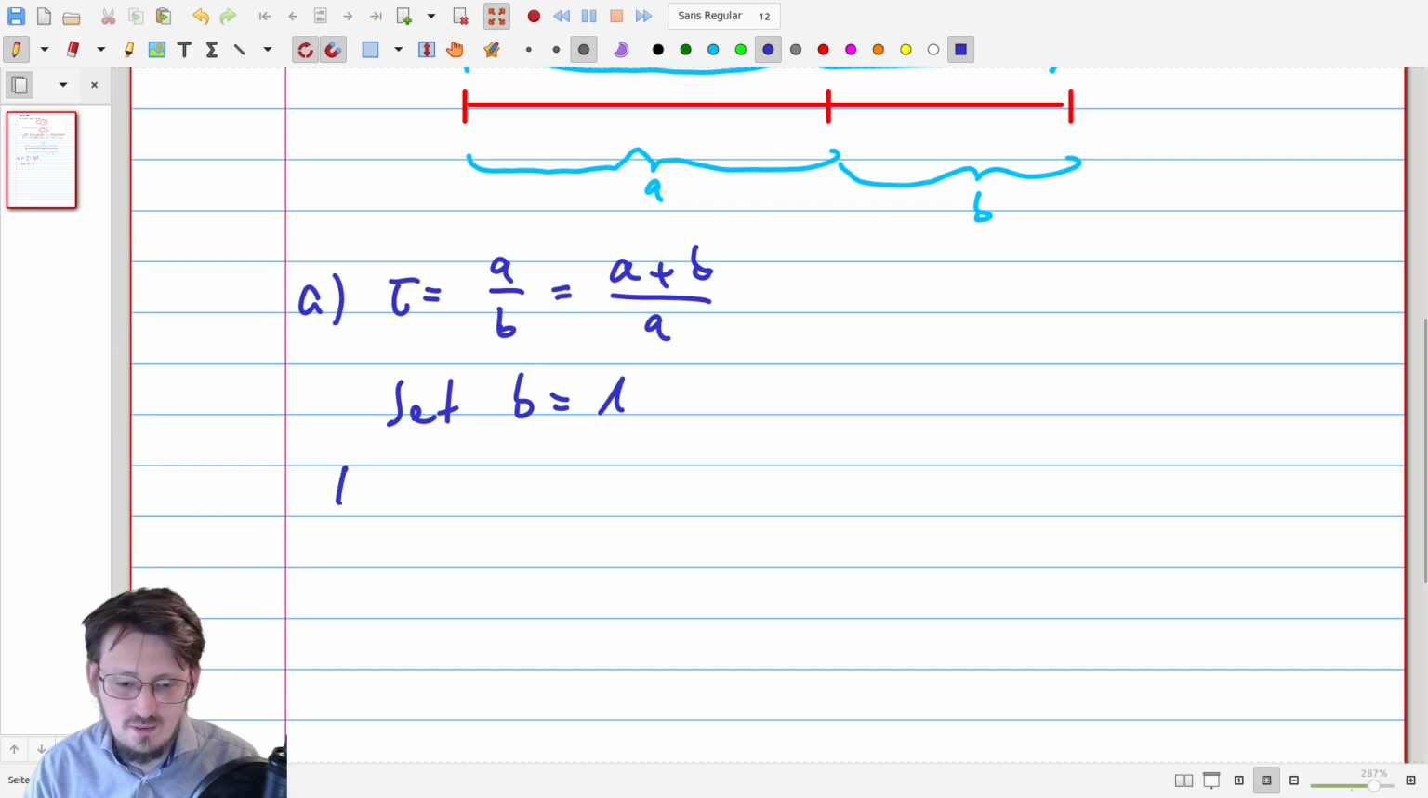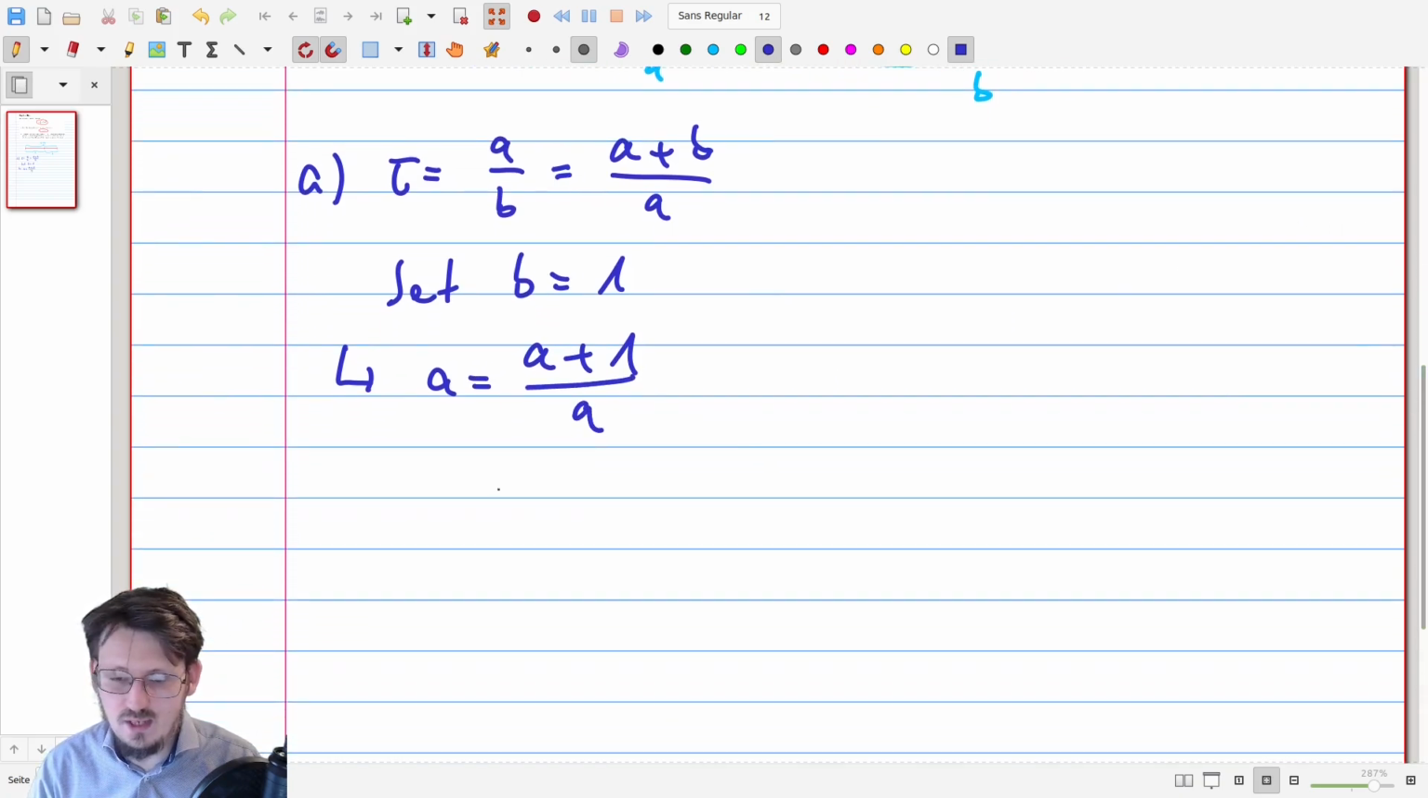So when we do this, it turns out that our relation gets a little bit easier to handle. This is now a divided by b, which is equal to a divided by 1, so a remains, and this has to be equal to a plus 1 divided by a.